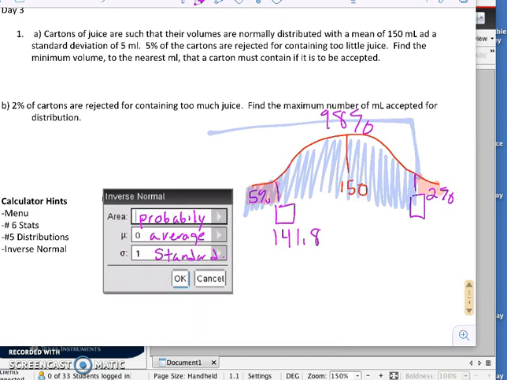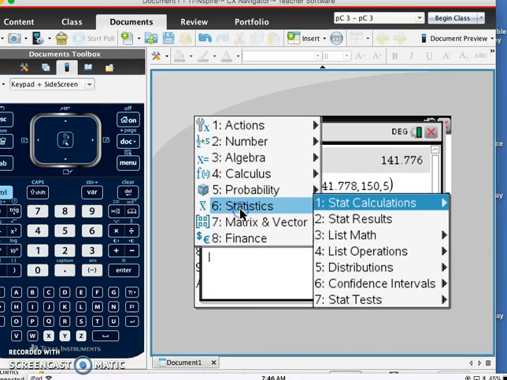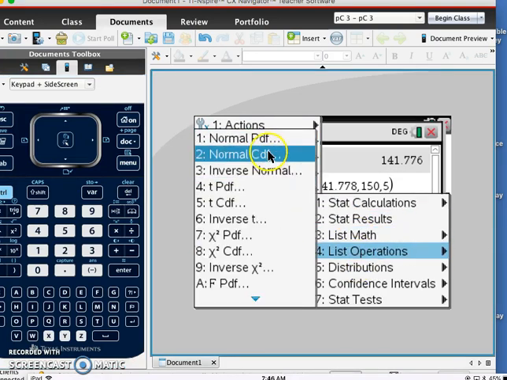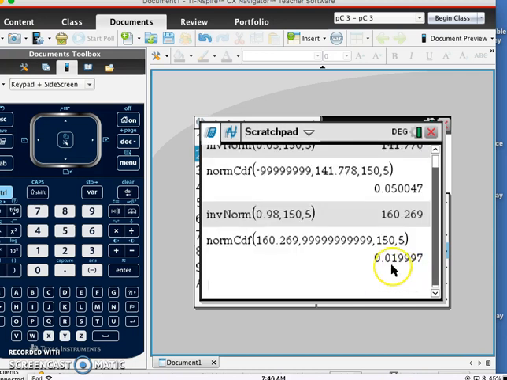So 160.269. And again, we could double check this from yesterday. Yesterday, to find that percentage, we go Menu, Statistics, Distributions, Normal CDF. So if we were to check 160.269 to any milliliters that are more than that, our average was 150. Make sure we get a 1 in there. Our standard deviation was 5. Click on that. We get 0.01999, which is really close to 2%.